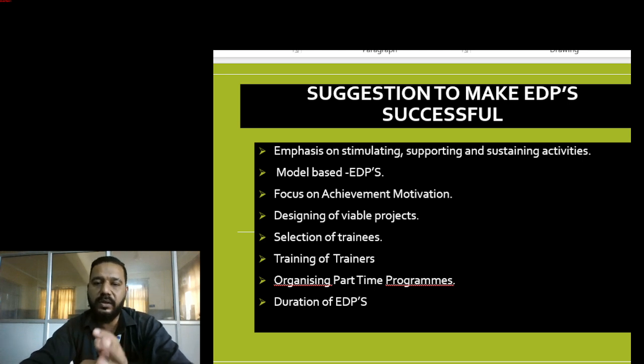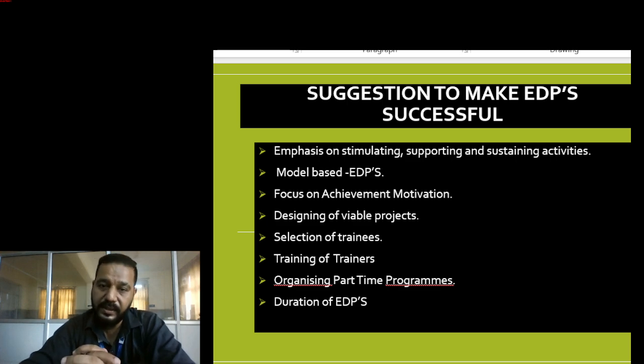Next is training of the trainers. Definitely, the trainer who is going to give the training to the trainees should be well equipped with knowledge, skills, and other things like psychological skills also, so that he or she can deal with the trainees easily. Next is organizing part-time programs. What are part-time programs? Means it's not always that people can involve themselves in entrepreneurship. Sometimes they want part-time programs also. So that's why EDP should organize part-time programs.